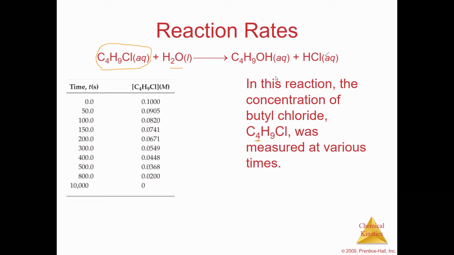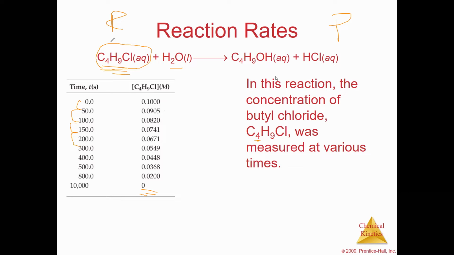We add some water and we get a chemical change. Here are your reactants. Here are your products. So here's before it started, 50 seconds later, another 50 seconds, another 50 seconds, another 50 seconds. So every 50 seconds, they were able to measure the concentration of butyl chloride. As time went on, it's a reactant, so you could see the concentration went down, which makes sense. The other side should be going up.